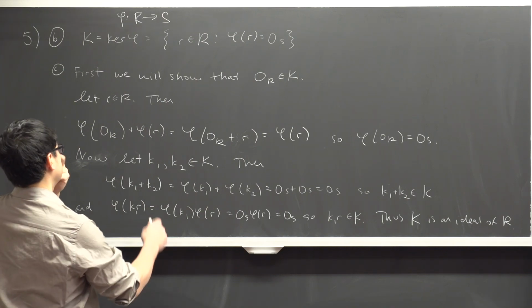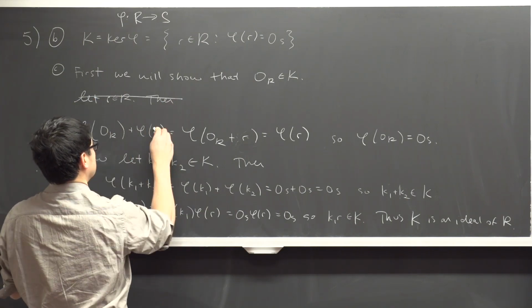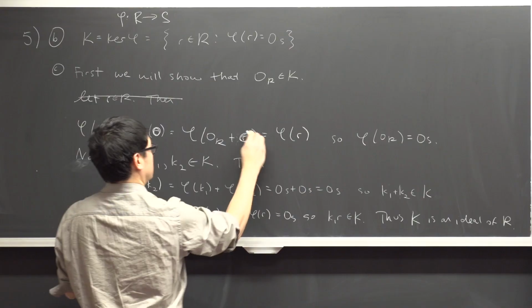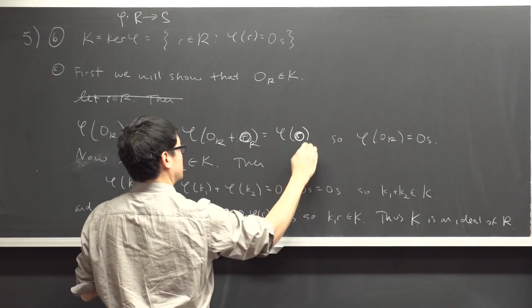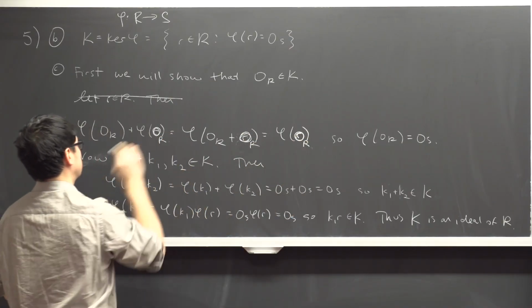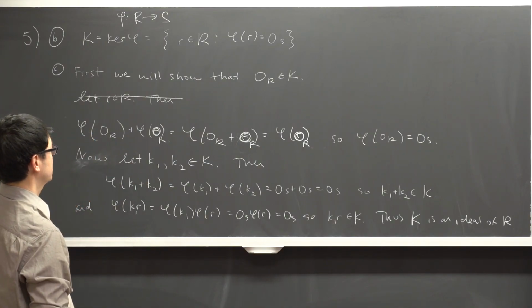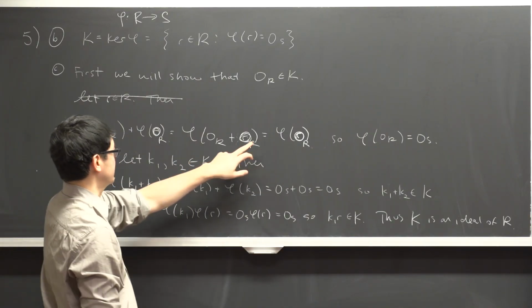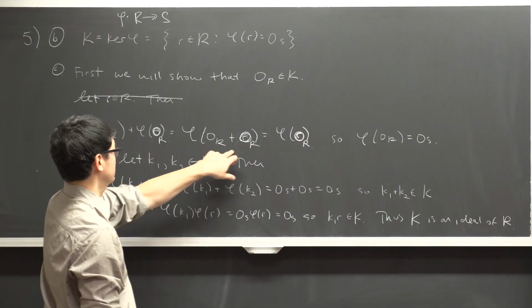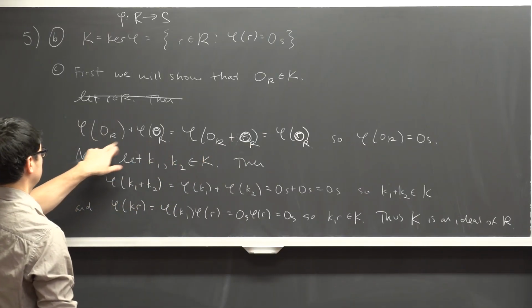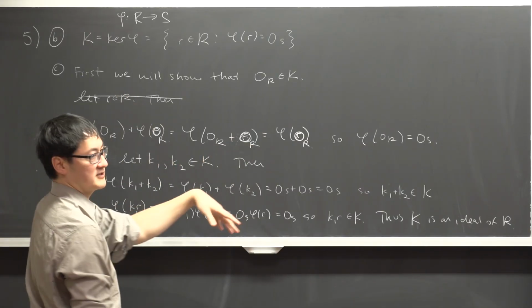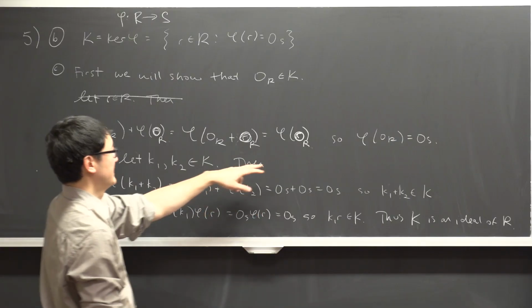Oh, I see. Typically, what you do is you do this, right? You basically say, okay, phi of 0 is phi of 0 plus 0, which is equal to phi of 0 plus phi of 0. And then you cancel a phi of 0 from both sides, right? And then you get this.